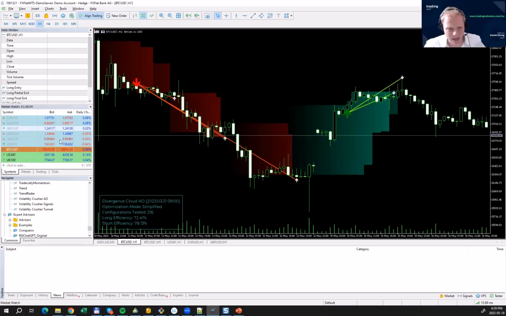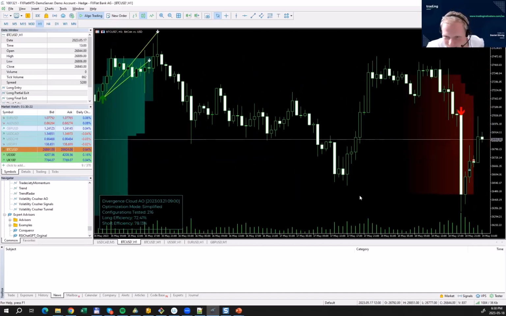Cool. Now, one more thing about Divergence Cloud is we also have our statistics available, of course, and we have our optimizations available for Divergence Cloud as well. So we have simplified, this optimization mode, standard, and also exhaustive. And we can see here, it seems to have worked out quite nicely, 72% to the upside and 78% to the bearish side. But that's one thing I wanted to show you.